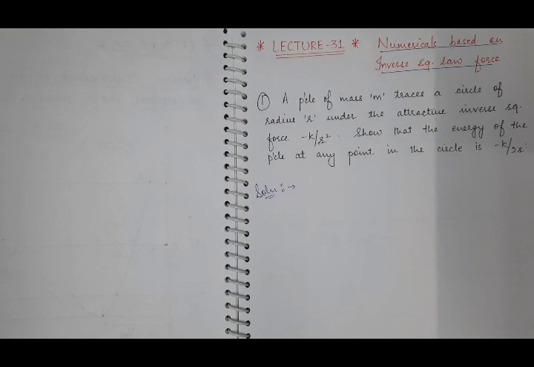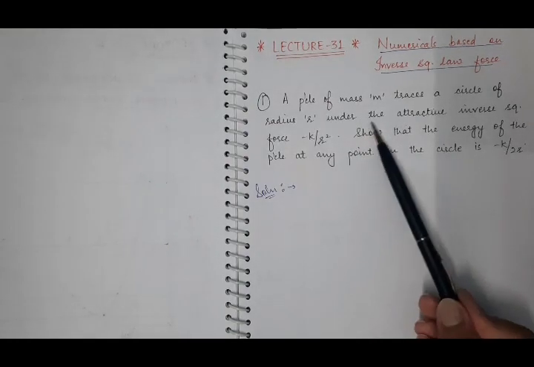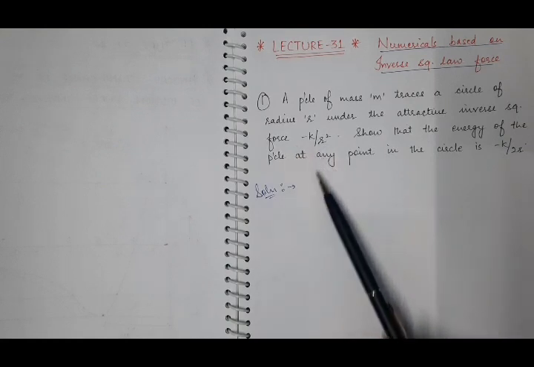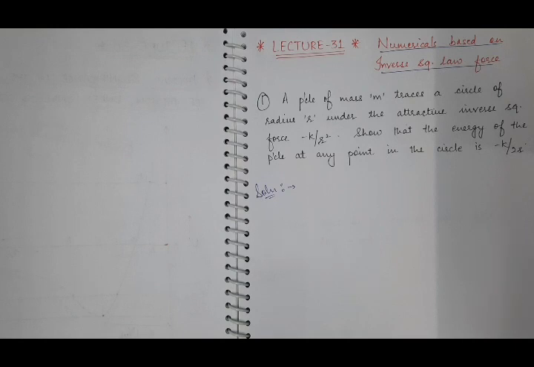It means radial distance remains constant under the attractive inverse square force, which is equal to minus k by r square. So the particle is moving in a circular path of radius r under the attractive inverse square force, which is given f of r is equal to minus k by r square. And we have to show that the total energy of the particle at any point in the circle is minus k by 2r. It means we have to prove total energy E is equal to minus k by 2r.